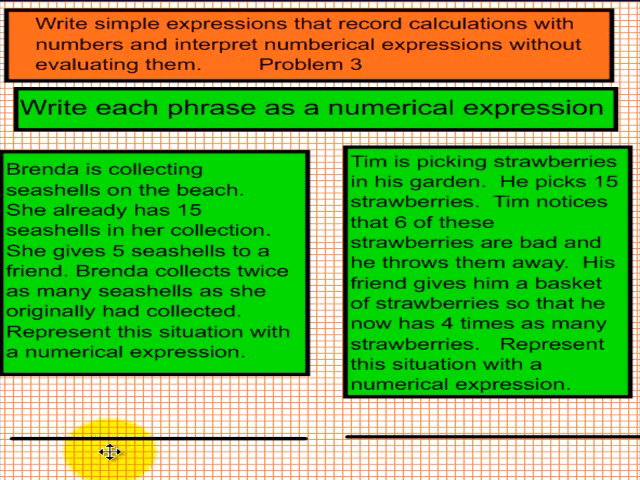Okay, here is what we have for the first one. 15 minus 5 plus 2 times 15, because she had twice as many. And this equation is 15 strawberries. He threw 6 away, but his friend gave him 4 times as many. So he times 4. If your answer matches ours, that is terrific. If you would please, have another student come up to the smartboard. While they're doing that, please pick up your eraser and erase your answers. Thank you.